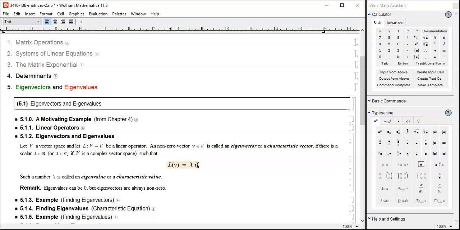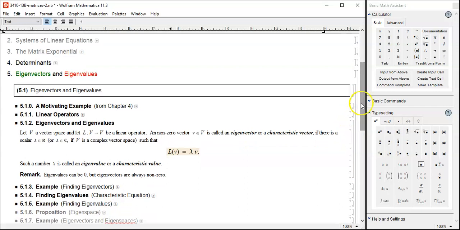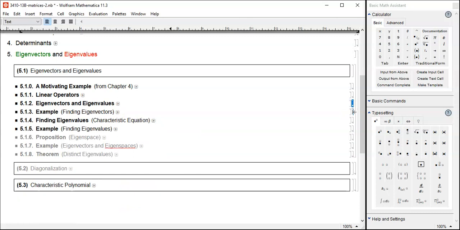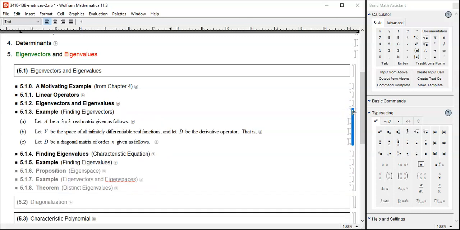So if that kind of relation exists, then that non-zero vector V is called an eigenvector, and this scalar lambda is called an eigenvalue. Now V, the eigenvector, is a non-zero vector, but lambda, the scalar, can sometimes be 0. So don't be confused here, be careful here. It's a rather common mistake many people make. Okay, we went through the definitions, so let's go to an example.